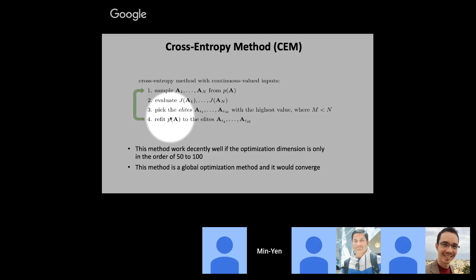And he does go on to say, on this slide, it works well if the optimization dimension is not too big. I take 50 to be not too big and 100 to be very large. I don't know, that's my guess. No takers? How about locally? Anyone want to say why it might be able to converge?